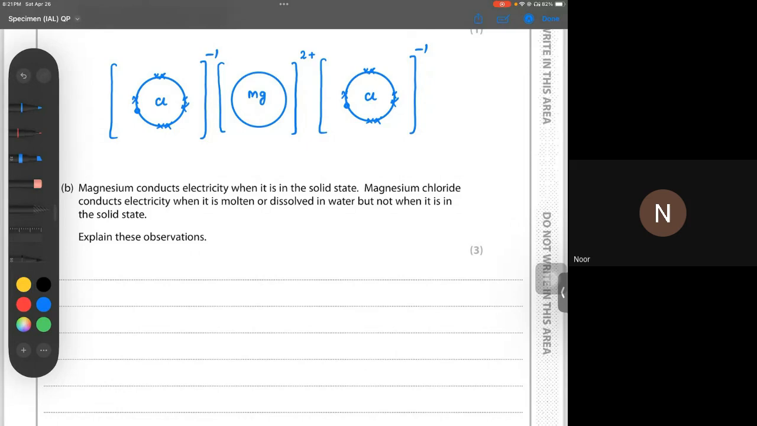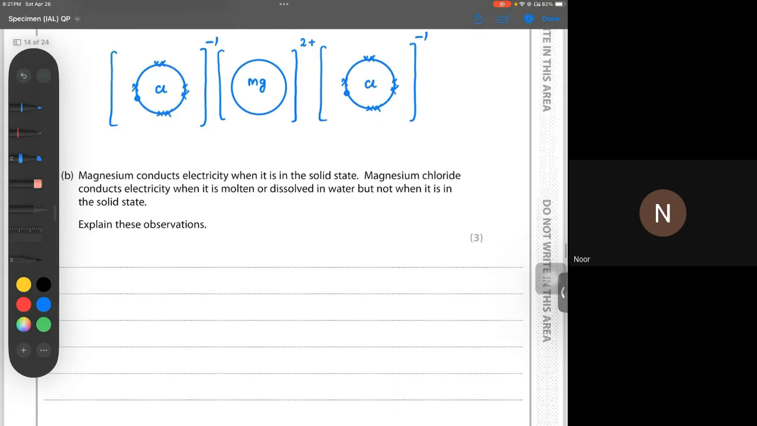Of course, magnesium, you can say that conducts electricity when it is in the solid state, because it's a metal. It has delocalized electrons. But magnesium chloride would not be conducting electricity when it is solid, because there are no free ions in magnesium chloride.